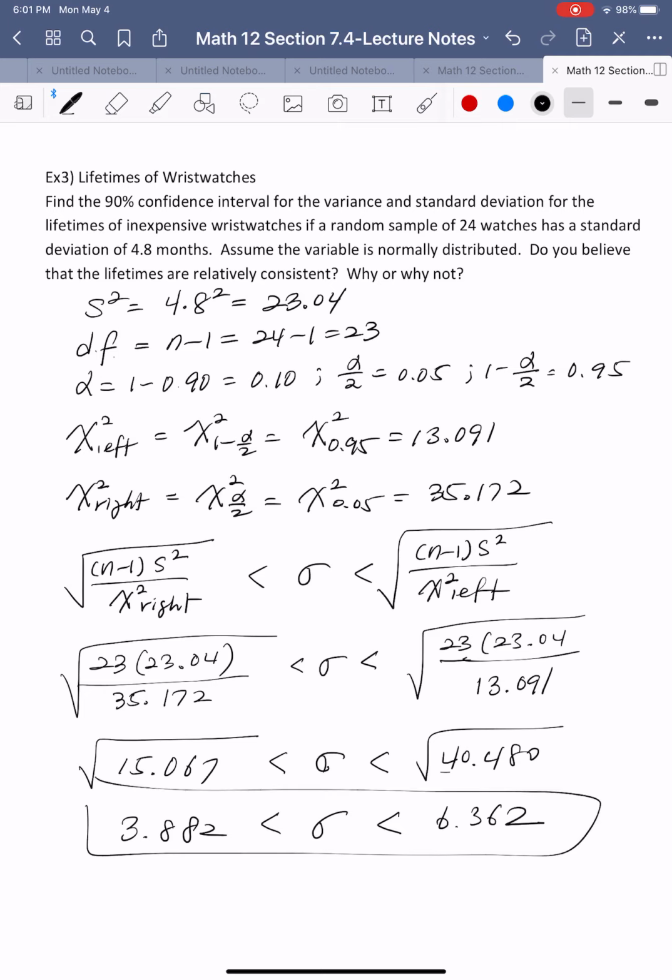So the answer could be yes or no, because whether the lifetimes are relatively consistent is a matter of judgment. A possible response might be yes, because the lifetimes vary between about 4 to 6 months, or no, because the lifetimes vary more than a month in this case. Okay, all right. Thank you for listening.